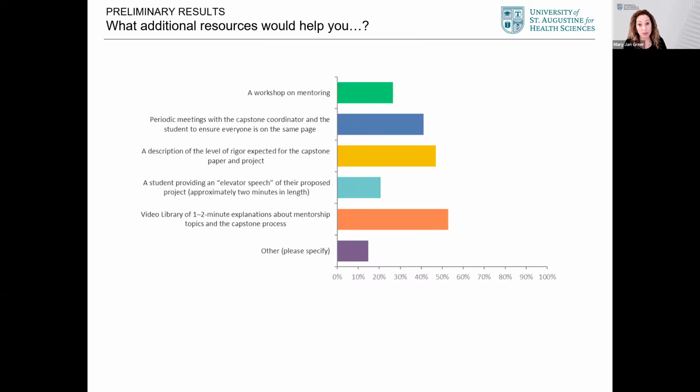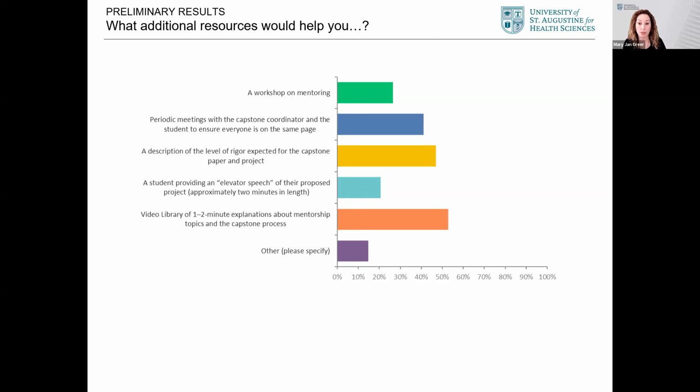So we asked what additional resources would help them provide more effective, competent, and confident mentorship. This was not an open-ended question, although participants could write in their own ideas under the other response. The top response was a video library of 1 to 2 minute explanations about various mentorship topics. The participants also desire a description of the level of rigor expected for the paper and project.